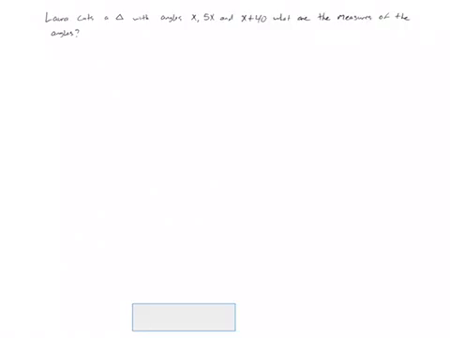Okay, one more. It's a little bit of a word problem. It says Laura cuts a triangle with angles x, 5x, and x plus 40. What are the measures of the angles? So just draw a quick sketch of this, and this is not to scale by any means, it's just to help us out. So one of those angle measures is x, one of them is 5x, and the other one is x plus 40.